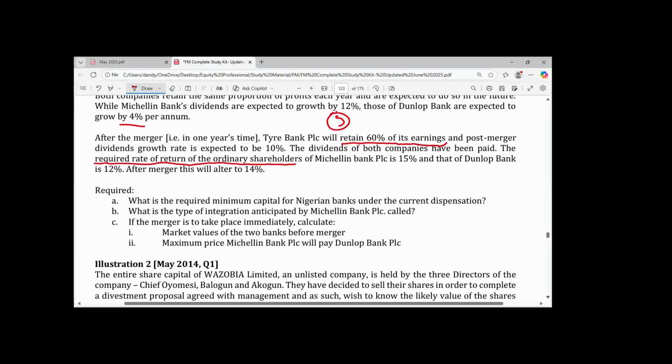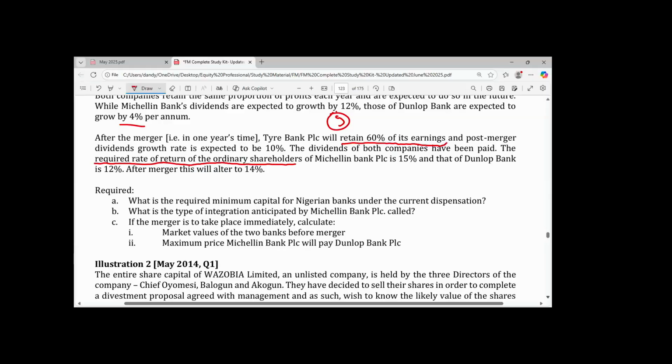That's the minimum. But like I said, effective April 1st, 2026, when the new threshold becomes operational, it has changed, all right? Now, banks have been categorized into three. We have category A, category B, and then category C. Category A are commercial banks, then category B are merchant banks, then category C are the non-interest banks, okay?